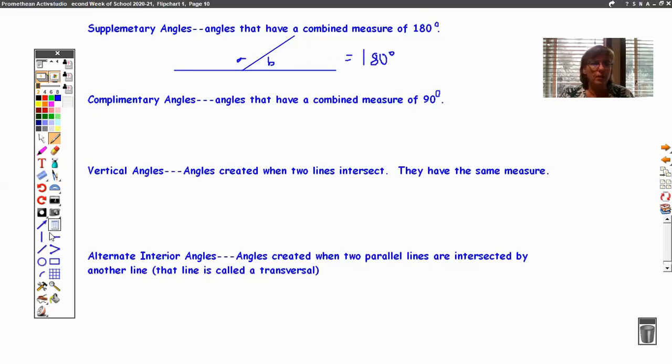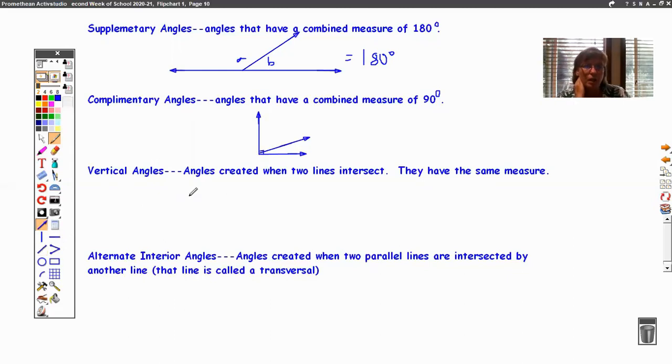Complementary angles are angles that have a combined measure of 90 degrees. And so when you see these, you will see the right angle mark. And that'll let you know that the combined measure is 90 degrees.